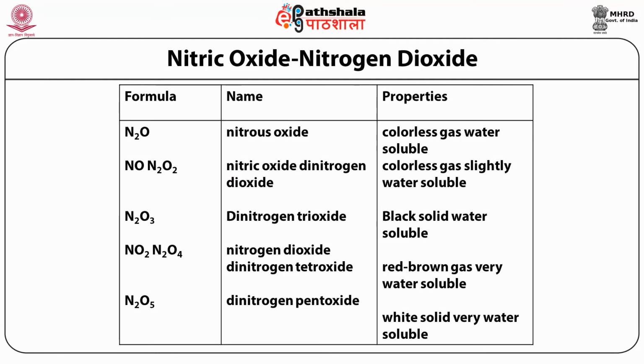Now here we are discussing the various types of oxides of nitrogen and their properties. Number one is nitrous oxide, denoted by N2O. It is a colorless gas, water soluble. Then NO and N2O2, nitric oxide and dinitrogen dioxide, are colorless gases, slightly water soluble. Then dinitrogen trioxide is a black solid, water soluble. Then NO2 or N2O4, that is nitrogen dioxide or dinitrogen tetraoxide, is a red-brown gas and highly soluble in water. Then dinitrogen pentaoxide, that is N2O5, is a white solid and very soluble in water.